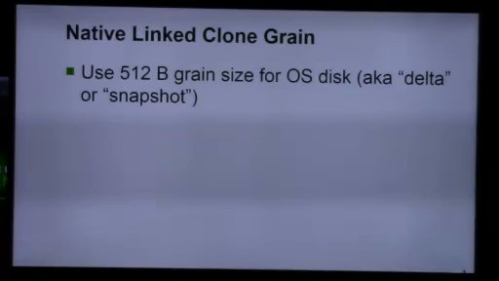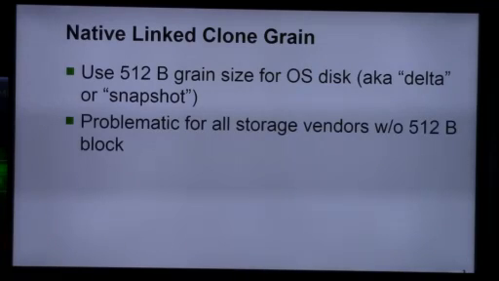The VMware link clone has a Delta file, and that Delta file uses a 512 byte grain size for all the writes that go to the individual virtual machine. This is based on a VMware snapshot, and it's problematic to storage vendors that don't have a 512 byte block size.